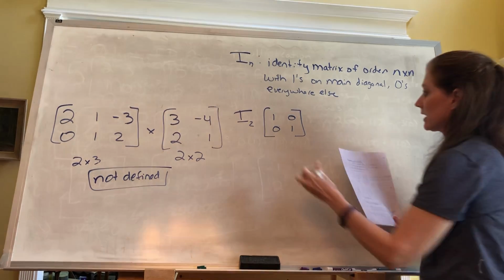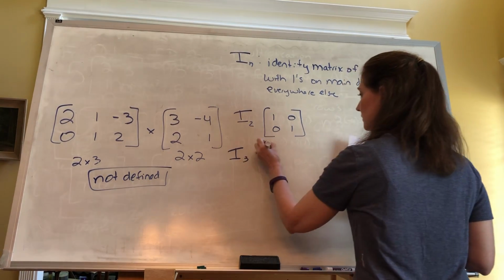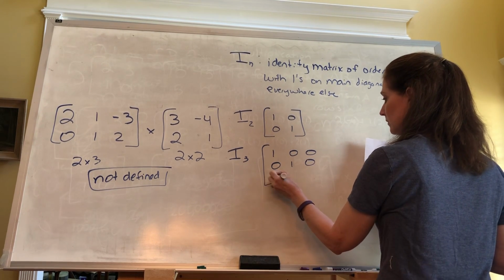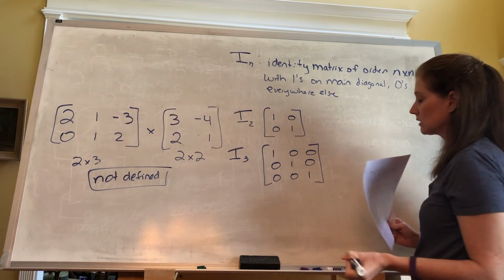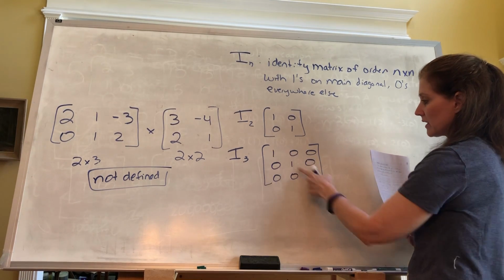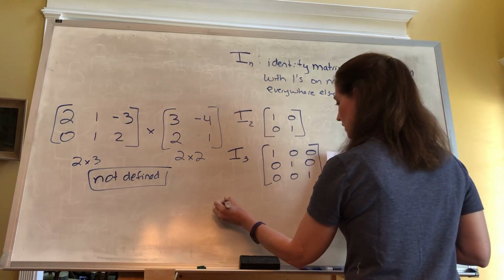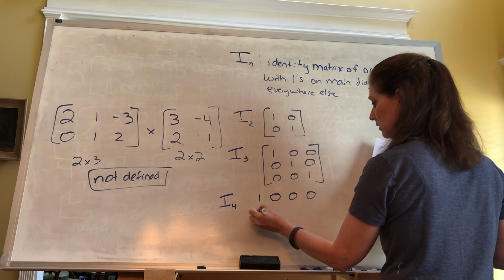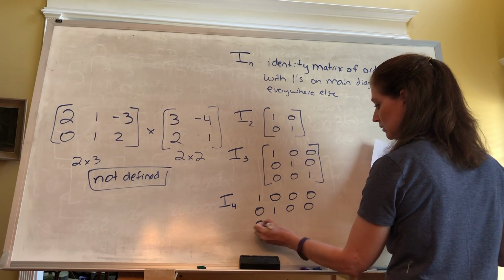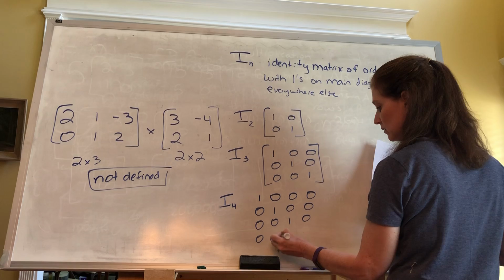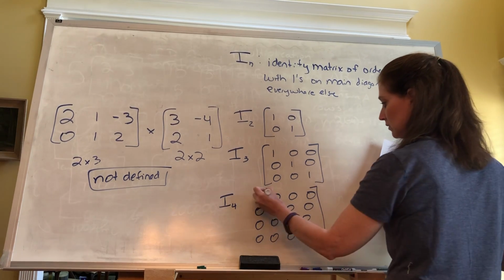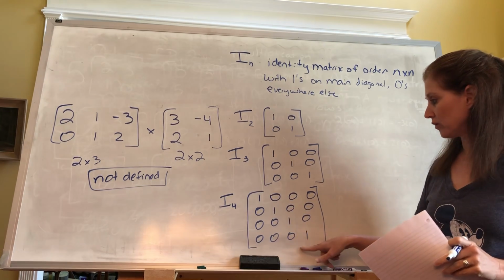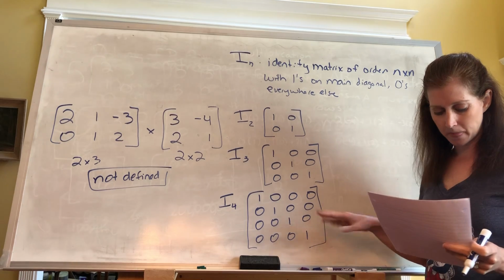Okay. If we had I3, it's going to look like that. So there's the ones on the diagonal and then zeros everywhere else. And we'll just do one more, I4. Again, the ones are on the main diagonal. This is a 4 by 4, and then we have the zeros everywhere else.